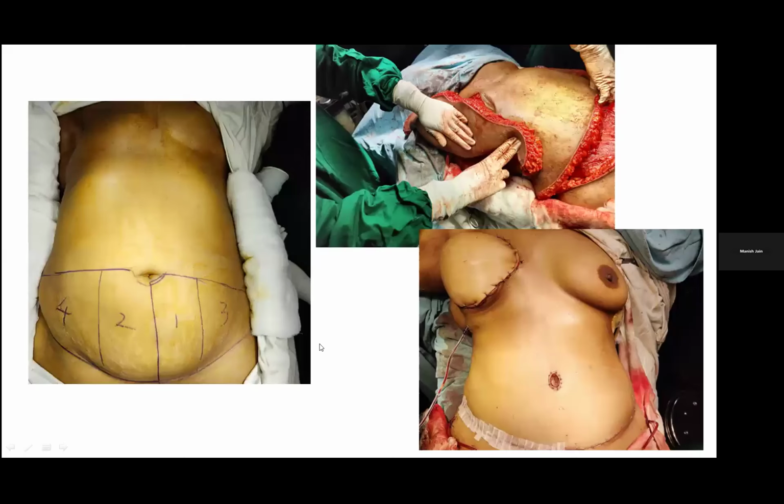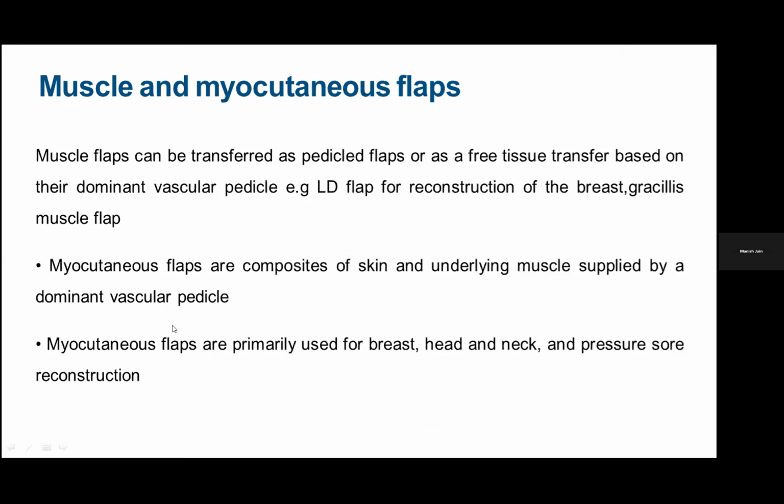So this is a case in which we reconstruct the breast with the DIEP flap based on the deep epigastric vessels. Another is the muscle and myocutaneous flaps. Muscle flaps are most commonly used in trauma reconstruction. They can be pedicled flaps or free flaps. I already told you, the myocutaneous flap is composed of the skin and the muscle with a dominant vascular blood supply, and is most commonly used in breast reconstruction, head and neck, and trauma.